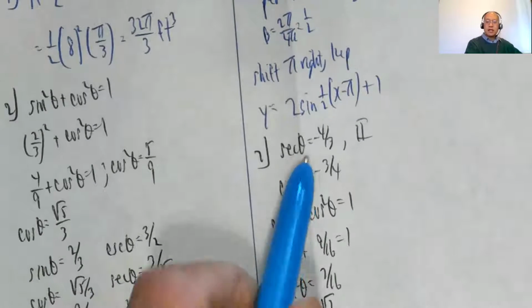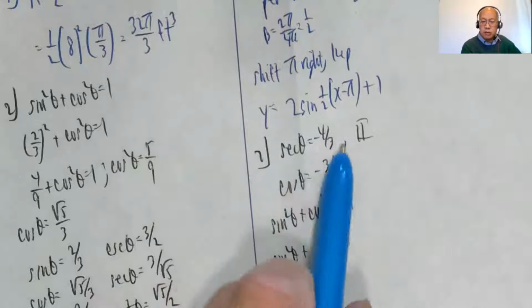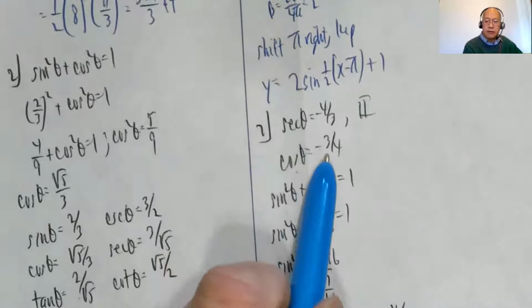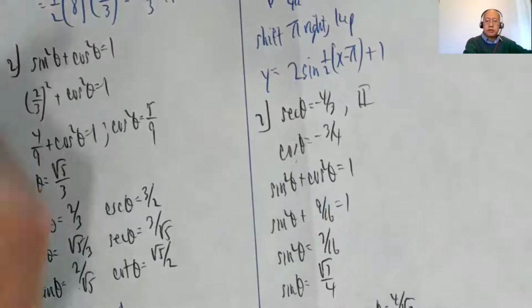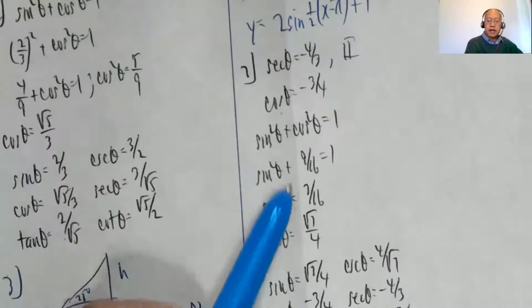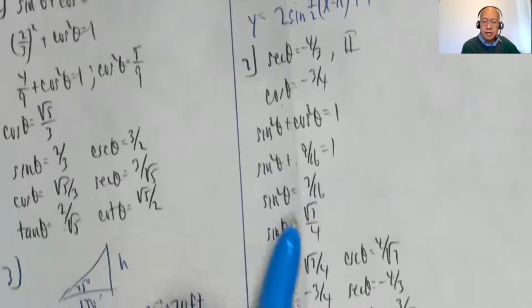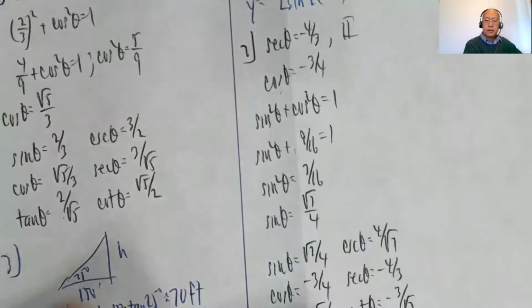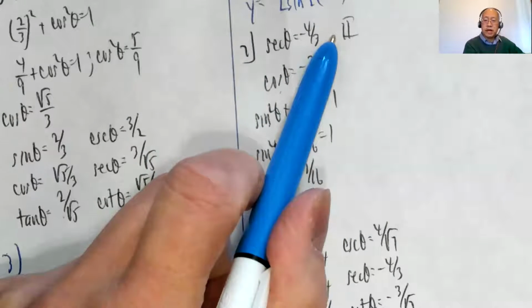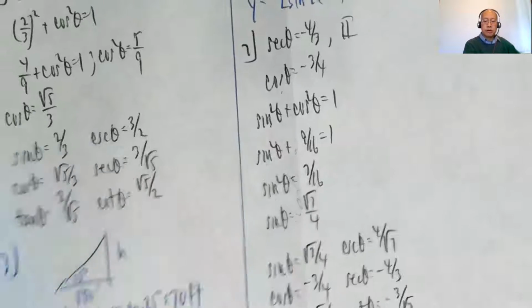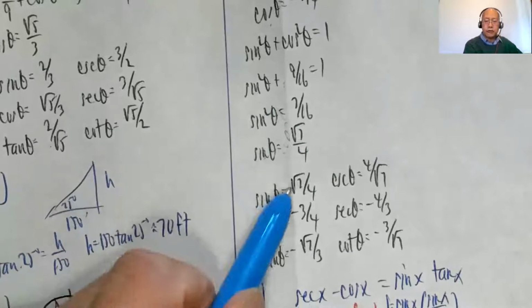7, secant of theta is -4/3. We're in quadrant 2. Flip it. -3/4 is cosine. Sine squared plus cosine squared is 1. Sine squared theta plus 9/16. Subtract 9/16, 7/16. And sine of theta, take the square root. I'm in quadrant 2. The sign of the sine is positive. Radical 7 over 4. So sine of theta is radical 7 over 4.